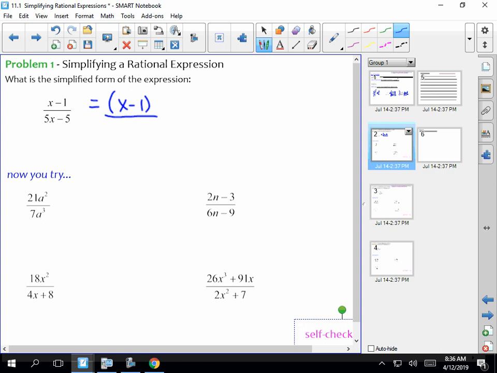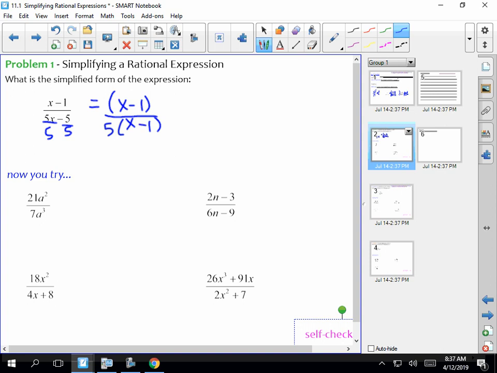Is there a number that you could divide each of these by and simplify it? You could. So you write the 5 out in front, and then you do your division. This goes back to skill 14, where you divide that greatest common factor into each term, and what is left over here, 5x divided by 5 is x, and 5 divided by 5 is 1, and there's a minus sign in between.